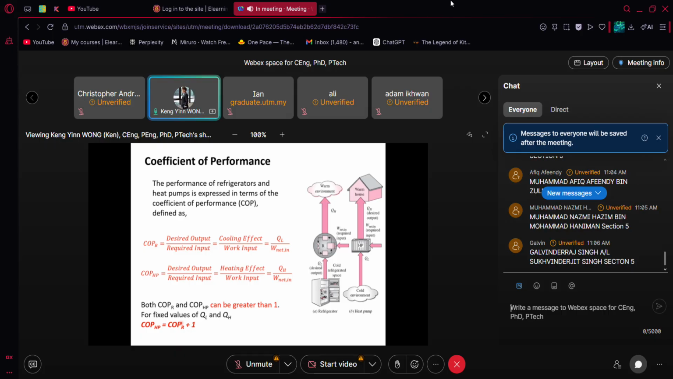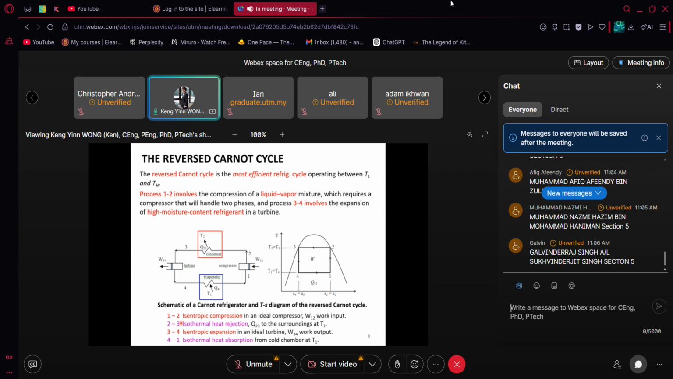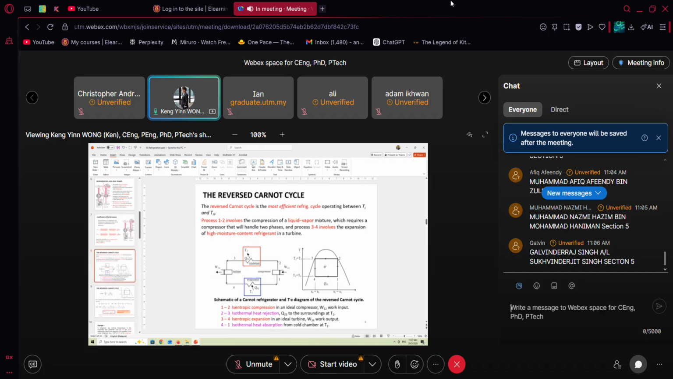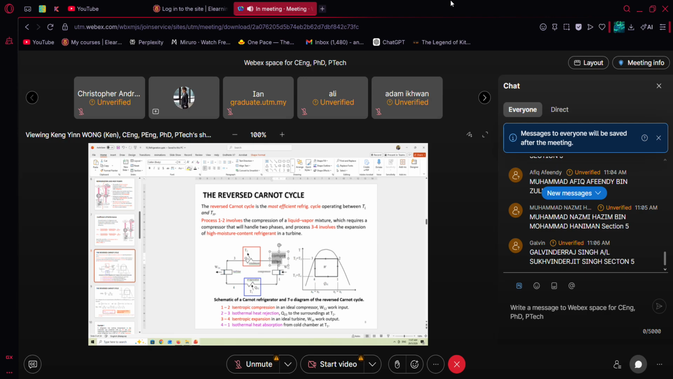Next, as we know, the reverse Carnot cycle is the most efficient refrigeration cycle. I want you to take note here. For 1 and 2, this is the compressor. What the compressor does is deal with compression. So 1 to 2 is compression. Take note here, make sure you put it down, it is a compression process.